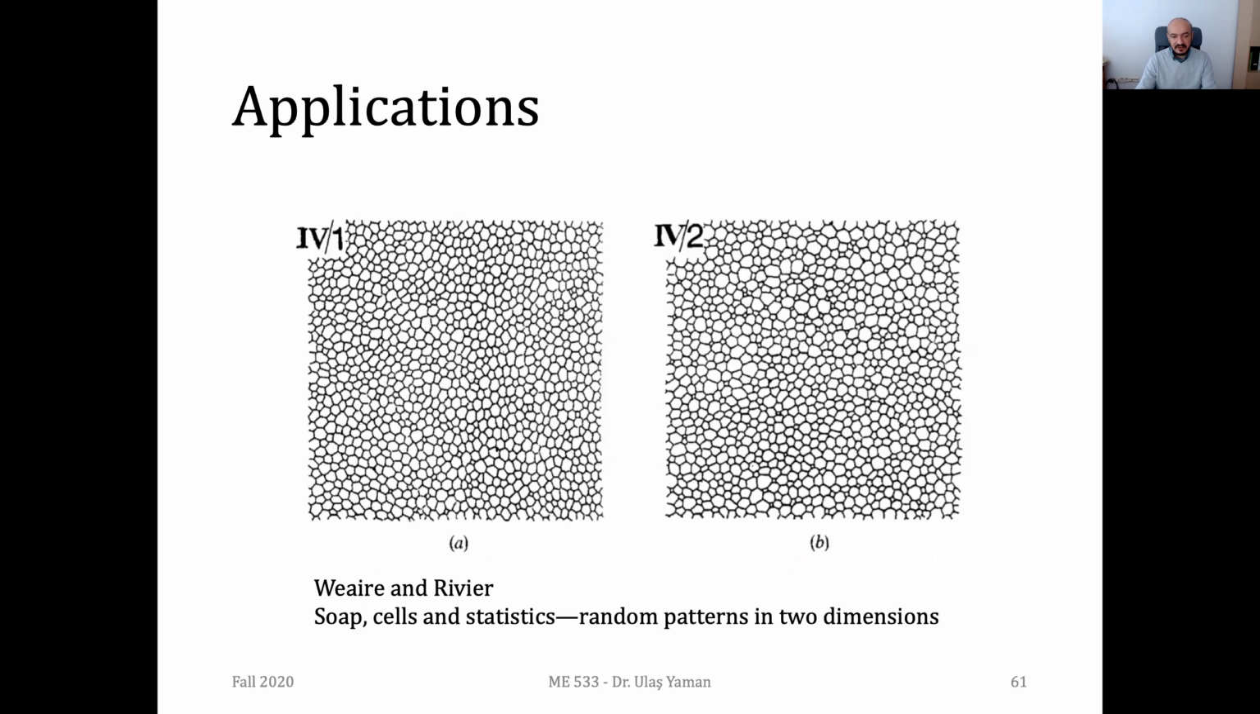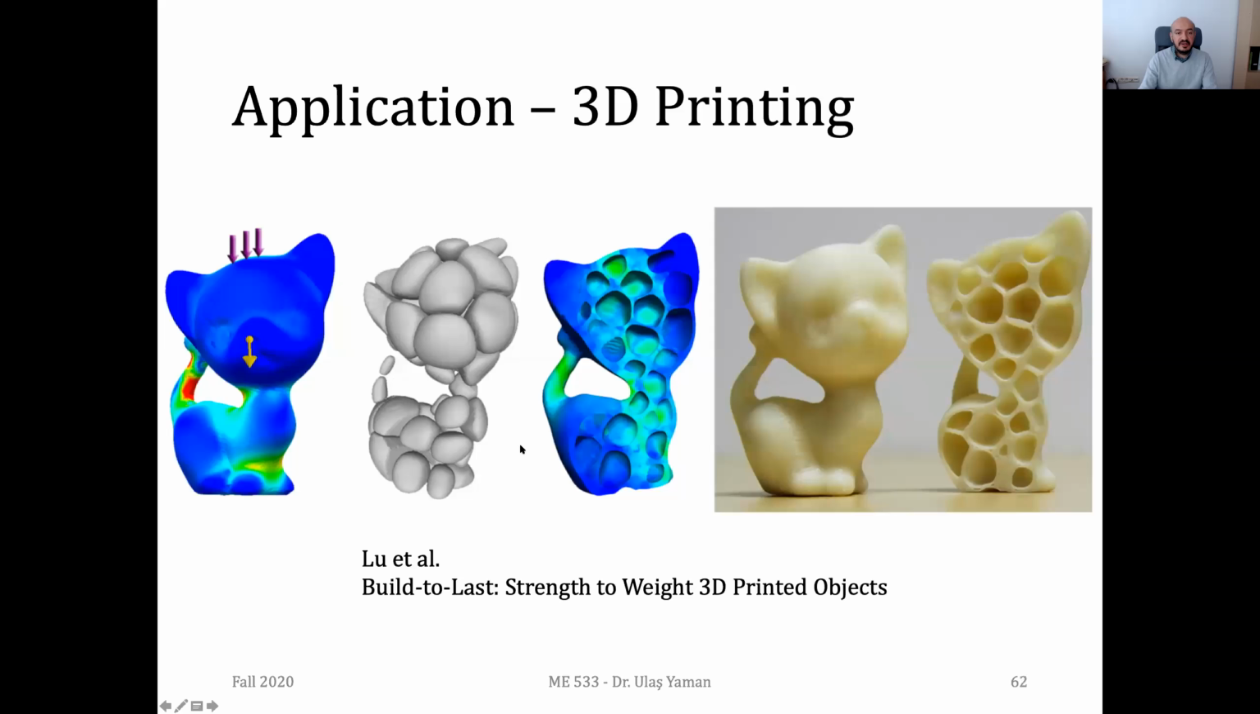Another different study where they use Voronoi diagrams to study the statistics of salt. And these are some bubbles in the soap, and you can see how they are distributed.